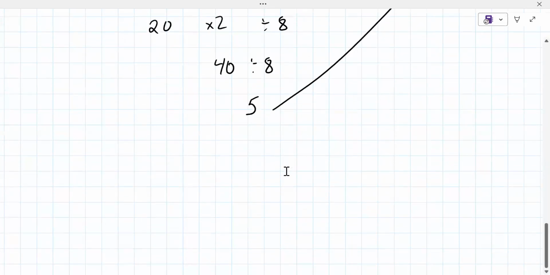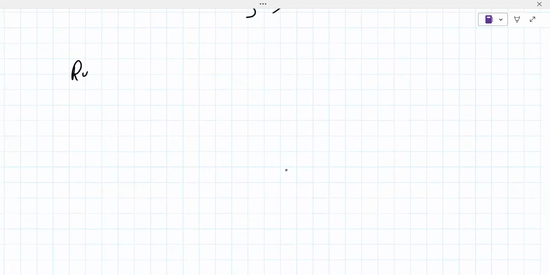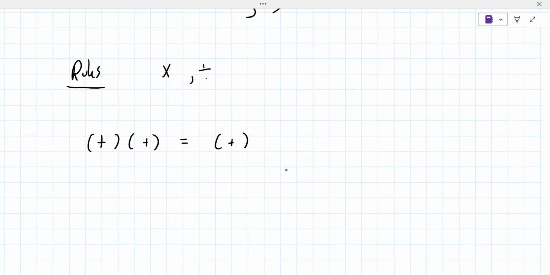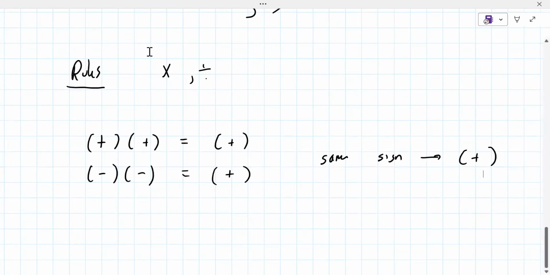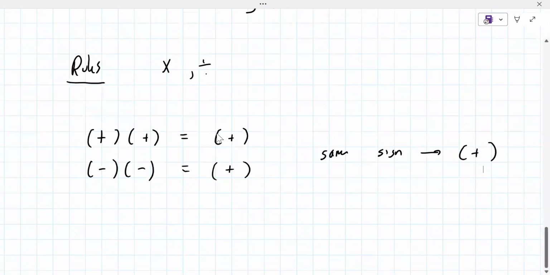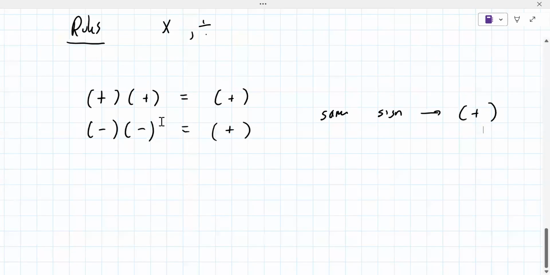No. Okay, so a couple of rules, kind of like when adding and subtracting, the rules for multiplication and division. If you take a positive number and multiply by a positive number, you get a positive number. If you take a negative times a negative, you get a positive number. So if they're the same sign, it's always positive. And this applies to both multiplication and division. We'll talk about division in a moment.